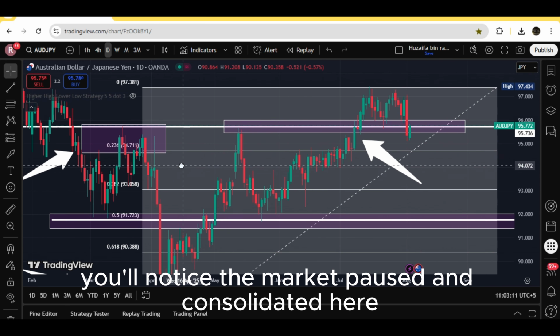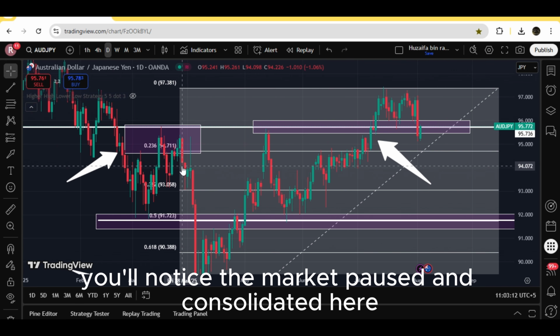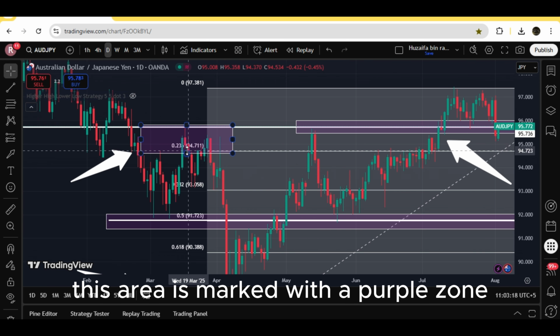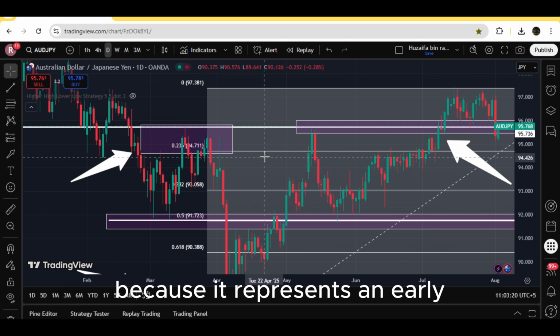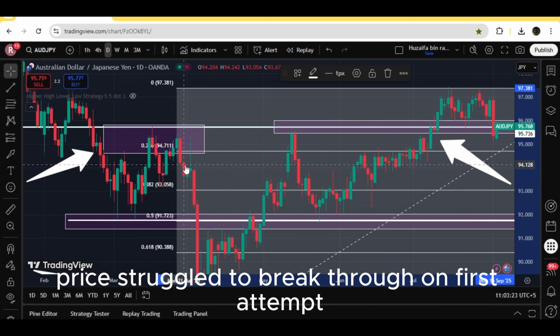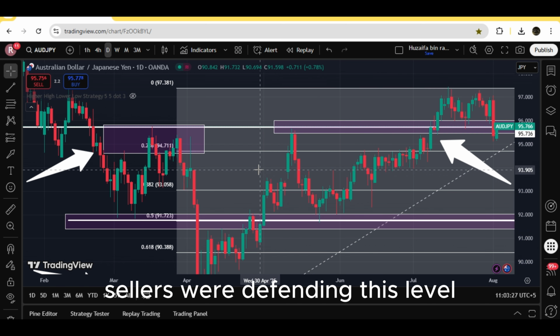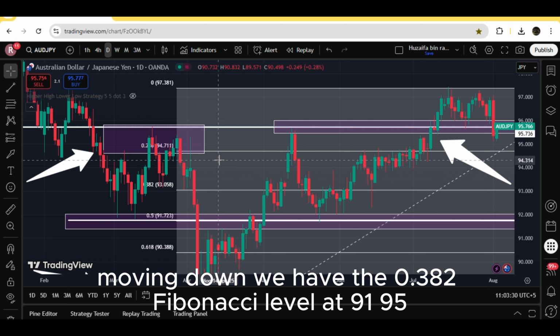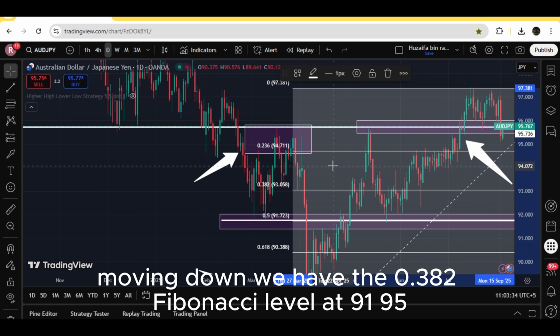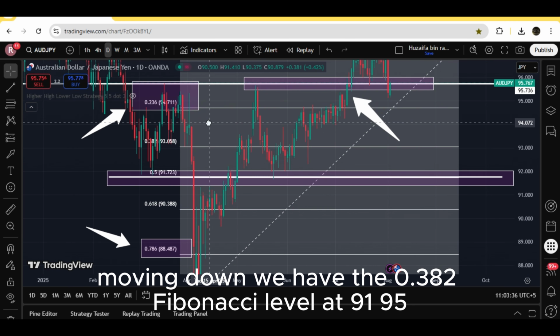You'll notice the market paused and consolidated here, showing hesitation as sellers re-entered. This area is marked with a purple zone because it represents an early smart money rejection level. Price struggled to break through on first attempt, indicating that short-term sellers were defending this level. Moving down, we have the 0.382 Fibonacci level at 91.95.